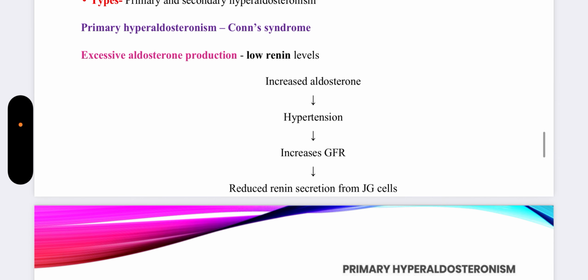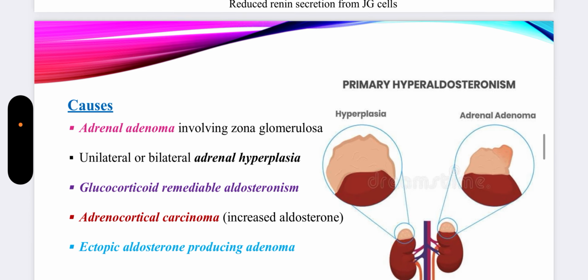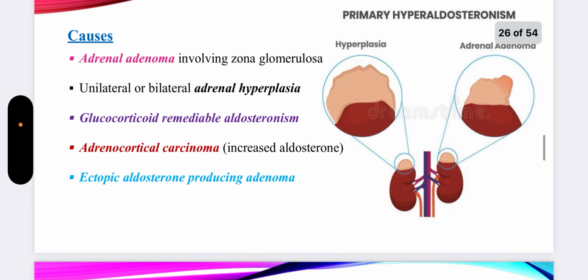Now what are the causes of primary hyperaldosteronism? Why does it occur? Because of the presence of adrenal adenoma that involves zona glomerulosa. Why zona glomerulosa? Because it is the layer of adrenal cortex that mainly secretes aldosterone. Okay. It may occur in case of adrenal hyperplasia, glucocorticoid remediable hyperaldosteronism, adrenocortical carcinoma, and in some cases because of ectopic aldosterone producing adenoma.